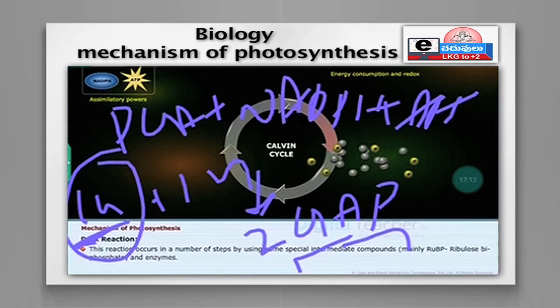The other glyceraldehyde phosphate combines with RuBP. When the cycle is formed, that is the Melvin Calvin cycle here. So one cycle is formed. The other glyceraldehyde phosphate combines with RuBP, ribulose 1,5 bisphosphate.